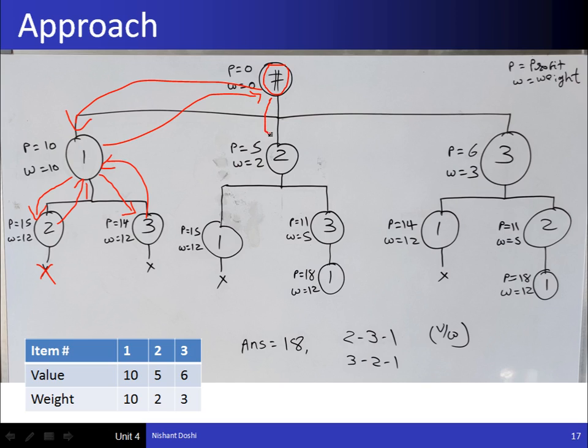Now I have to go with the second, because there are 3 items, so there are 3 children to this root. If there are n items, then there are n children of the first particular node. So yes, I will go to 2. The profit is 5 and weight 2. Again I will go to the next item, 1. Well, I have taken the item, my total weight becomes 12. I don't have to go further down here. I will stop from here.